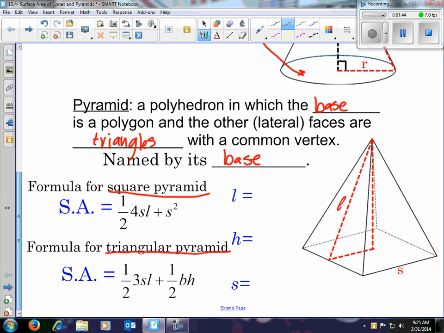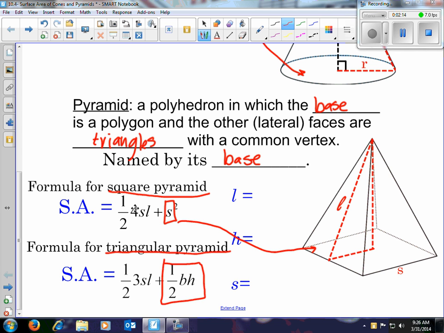Okay, so our first formula is the square pyramid. So we have 1/2 times 4 times s, so 1/2 times 4 times the side of my base times my slant height, plus s squared. Now notice s squared is the area formula for a square, so it's going to be there. When we look over here, we have 1/2 base times height, and that's going to be our triangle area. And it's going to be our base triangle, not our lateral triangle.